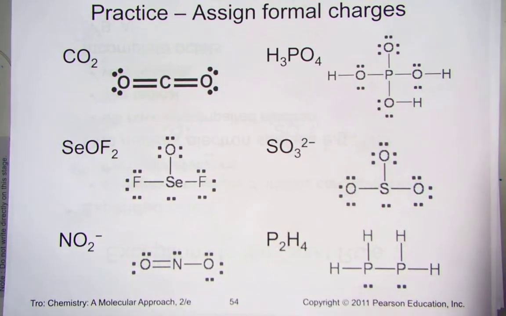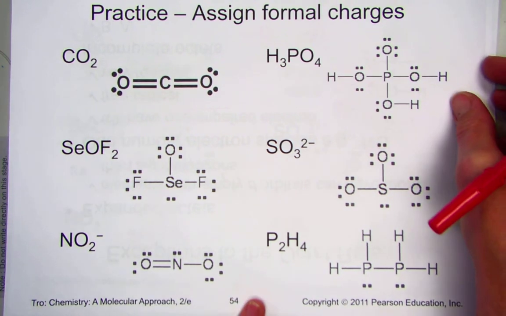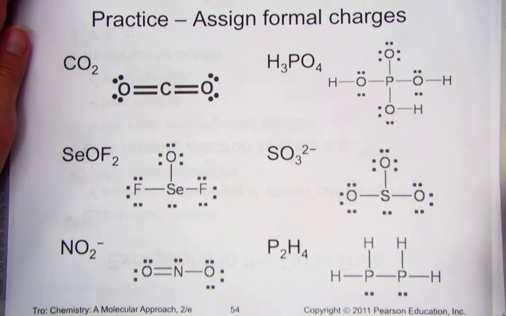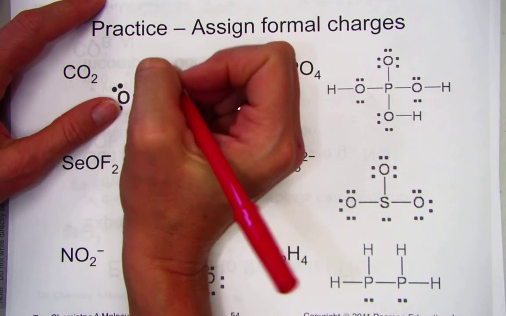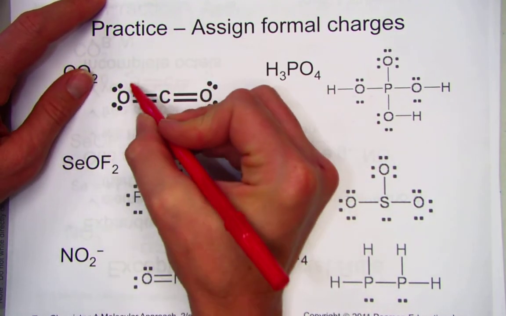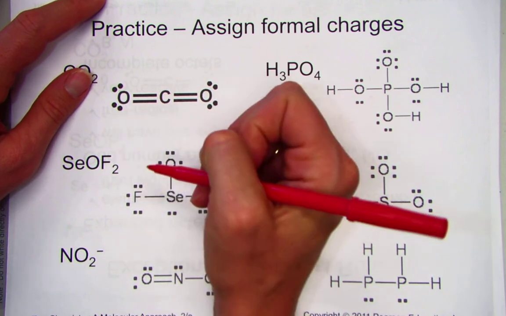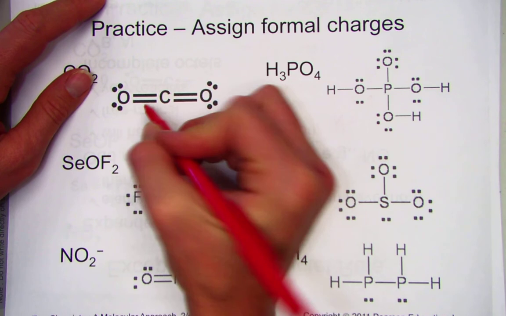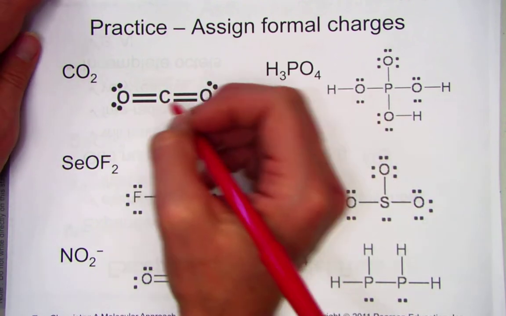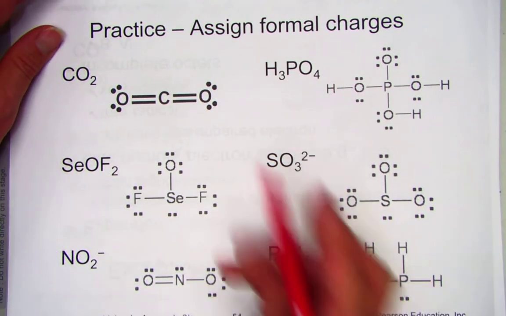Here's a practice in assigning formal charges. To review, a formal charge, we take the group number, which is the normal number of valence electrons, minus each one of the electrons that are unpaired or unbonded, and half of the ones that are bonded. So let's model for carbon dioxide.